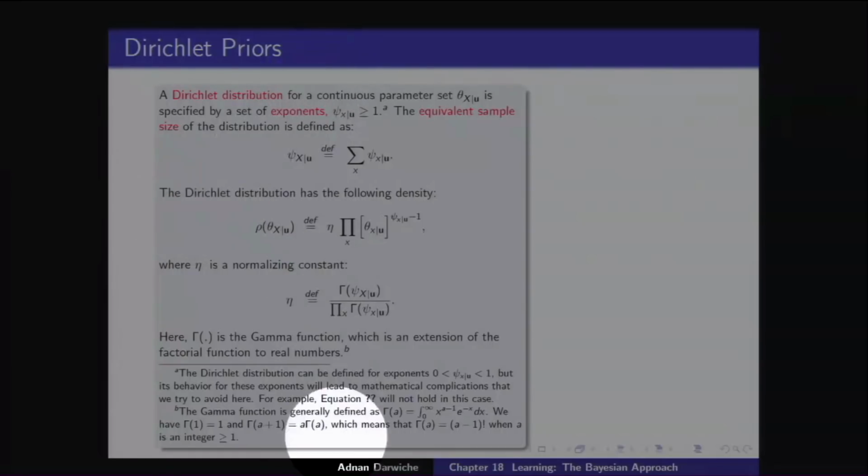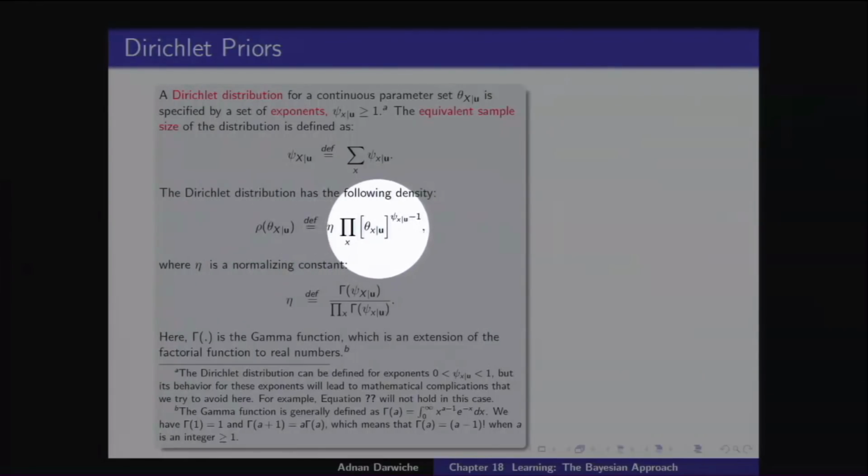By the way, you will not need to remember this. Just for completion here, the Dirichlet distribution has the following density. It still has an intuitive form. So look at what I'm doing here. I'm talking about the density for a particular parameter set. So remember, what is this? This is a vector, correct? That has different components, one component for each value of the variable x. So what am I doing here?